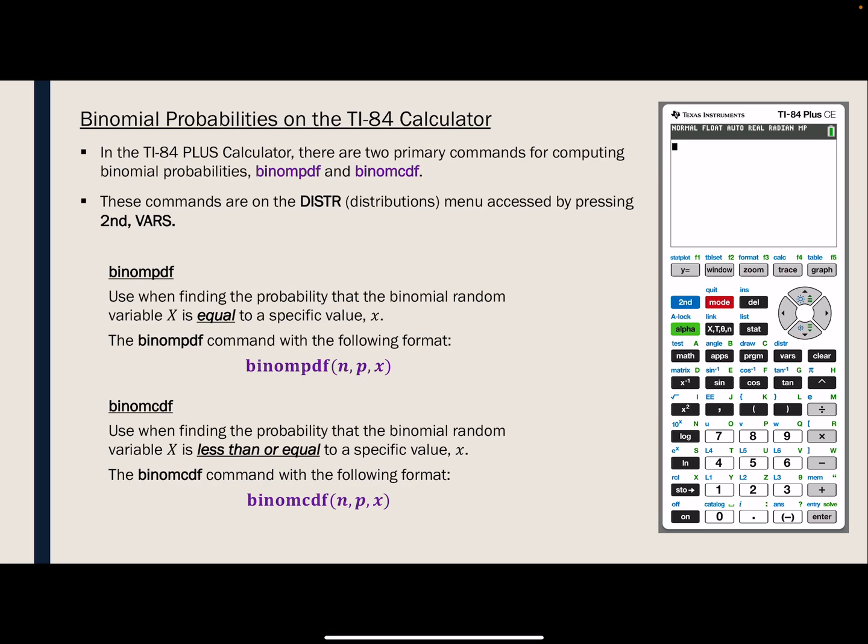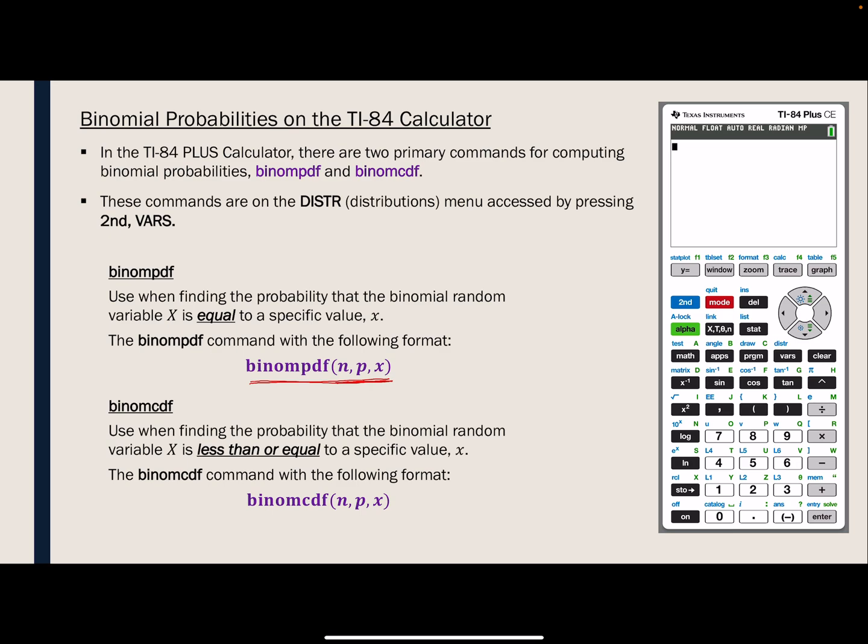So again, the binomial PDF command means that we're going to find the probability of observing exactly that amount of successes in a certain number of Bernoulli trials. The syntax for the command is here. So we use binomial PDF, and then we put in the number of trials, the probability of success, and then how many successes we want to see.